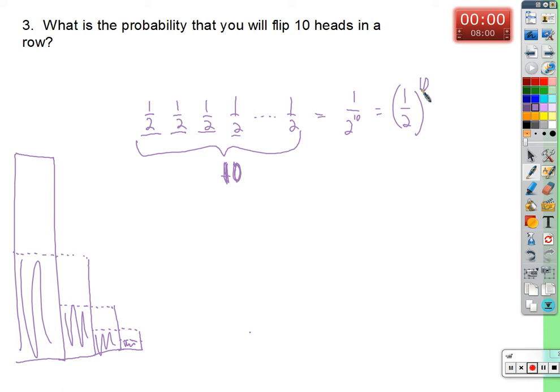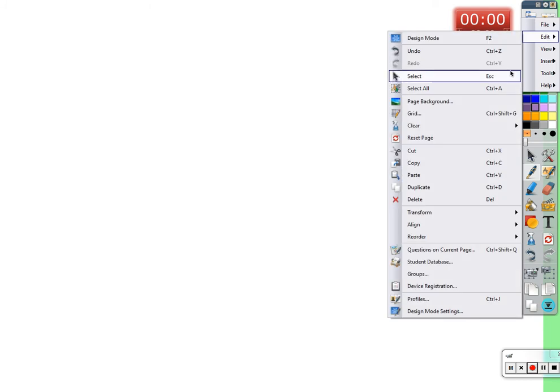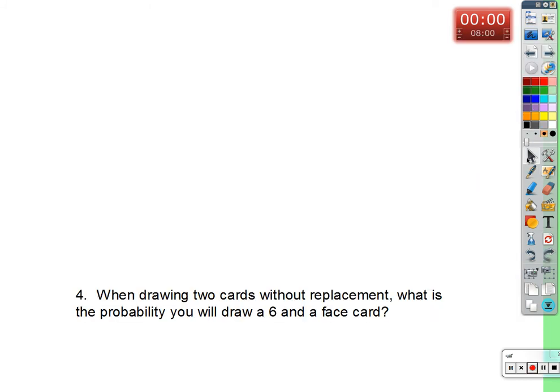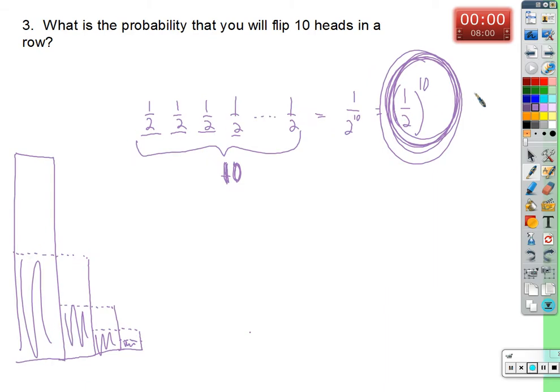This is just saying, I know what that's going to be. That's going to be 1. But down here, I need to figure out what the denominator is going to be. That's 2 times itself 10 times. Okay, this idea could be really useful today as we learn this new subject. So it's 1 over 1,024.